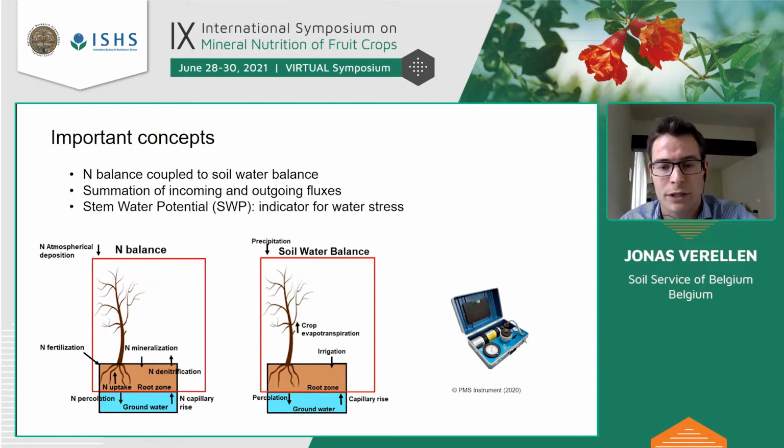Also, water stress was measured in this research, and for this, the stem water potential was measured, which is an indication for water stress. The stem water potential is actually the pressure which a pear tree has to exert to suck up water from the root zone to the tree.